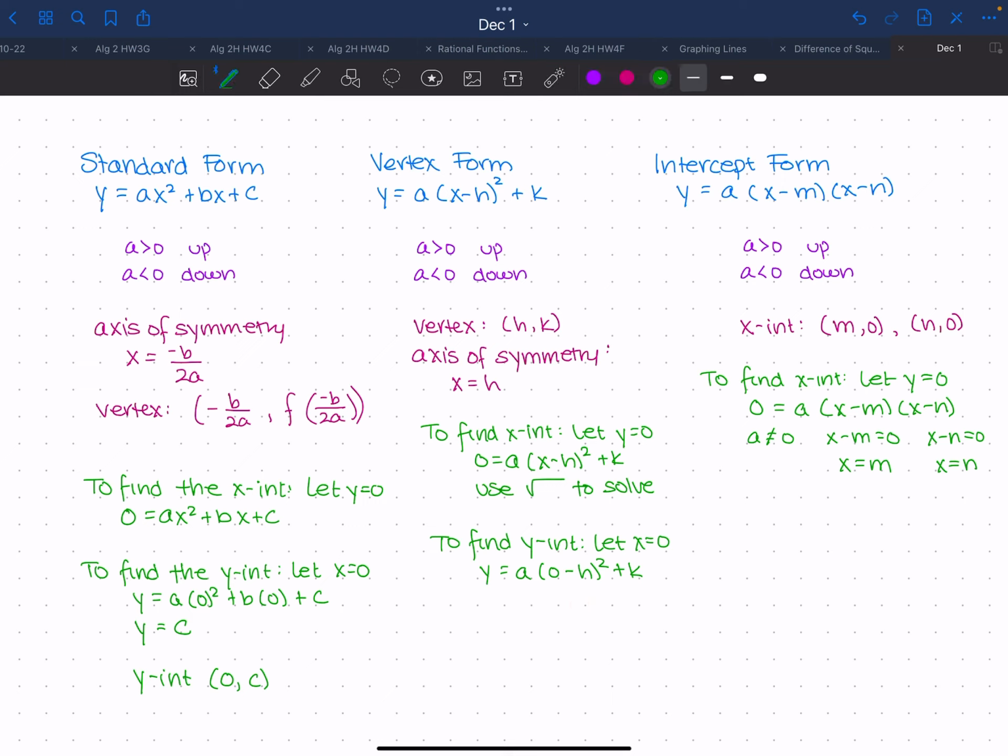And then you would do something similar for intercept form. Still, to find the y-intercept, you let x equal 0.